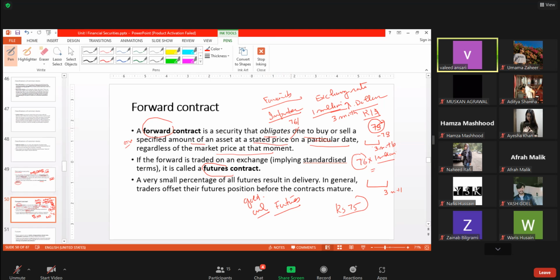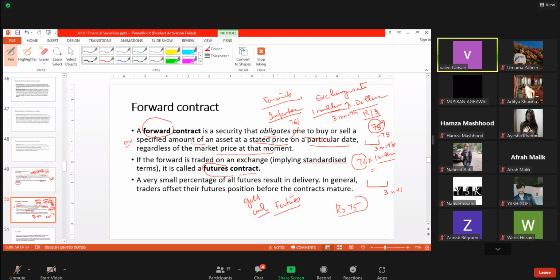A futures contract also provides the right to buy or sell a specified amount. Specified here means standardized. The amount is specified at a stated price on a particular date. The only thing is that these transactions are carried out on futures exchanges, like stock exchanges. There are futures exchanges as well, where it is bought and sold. In a futures contract, at the time of maturity, the contract is just closed without actual delivery, whereas in a forward contract actual delivery takes place.